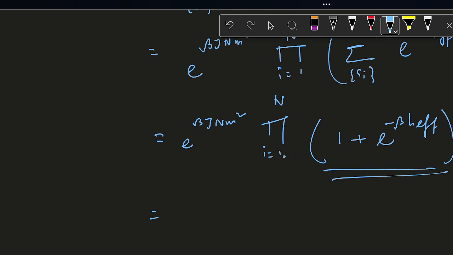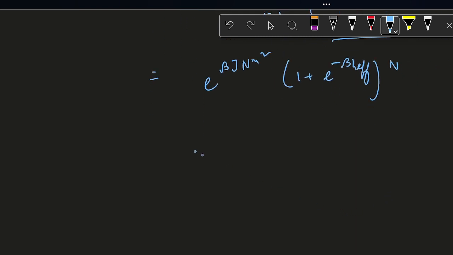So when you take the product i from 1 to n, it does not change anything, it just adds a power of n, because you are multiplying the same quantity n number of times as a product. So what you get is e to the power beta J n m squared, and then (1 plus e to the power of minus beta h effective) to the power of n. So this is your Z, the partition function.